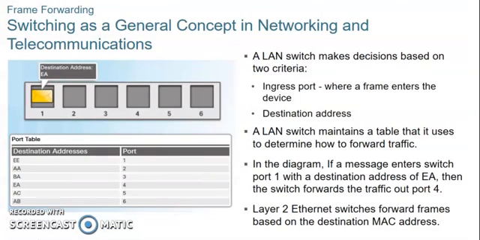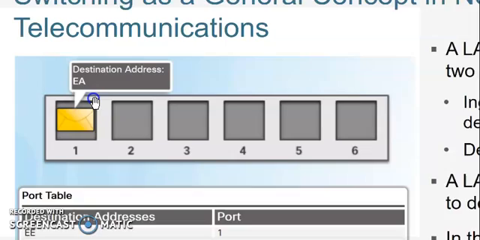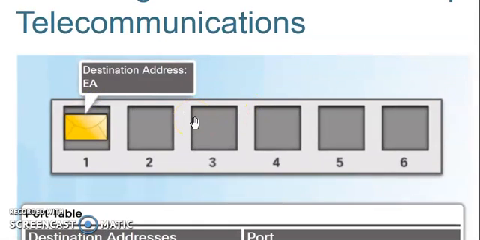Now we'll discuss about switching or frame forwarding. When a LAN switch receives a packet, it makes a decision based on two criteria. Assume that this is a switch. The switch receives the frame through a port, through port number 1. In the frame, it is mentioned that the destination address is EA. The responsibility of this switch is to forward this frame to the destination address EA.